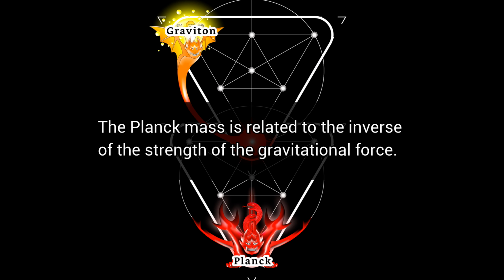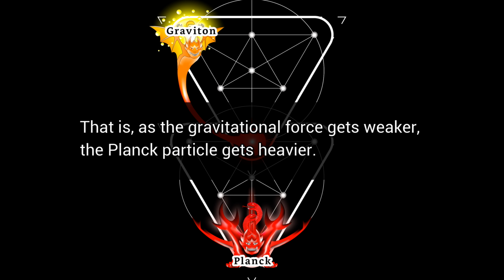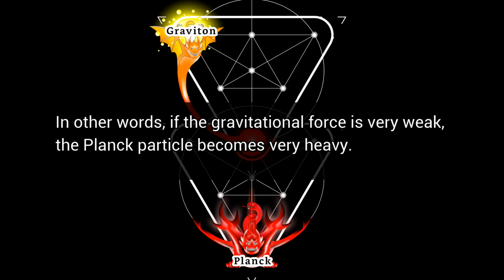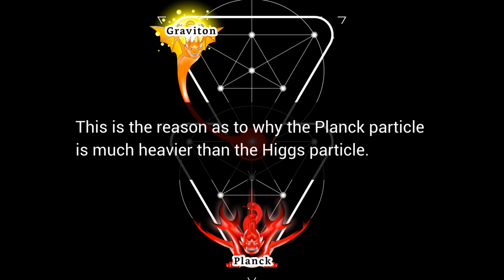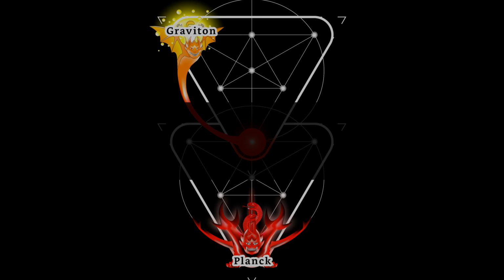The Planck mass is related to the inverse of the strength of the gravitational force. That is, as the gravitational force gets weaker, the Planck particle gets heavier. In other words, if the gravitational force is very weak, the Planck particle becomes very heavy. The gravitational force is the weakest force of all forces, weaker than the weak force. This is the reason as to why the Planck particle is much heavier than the Higgs particle.